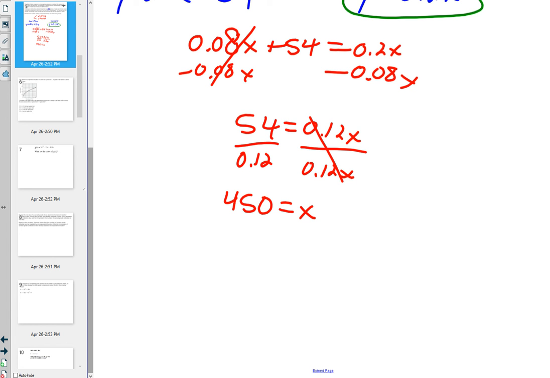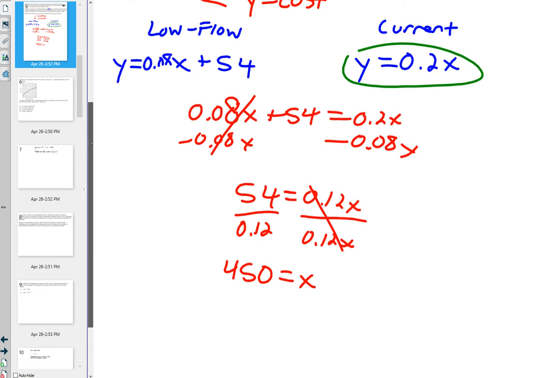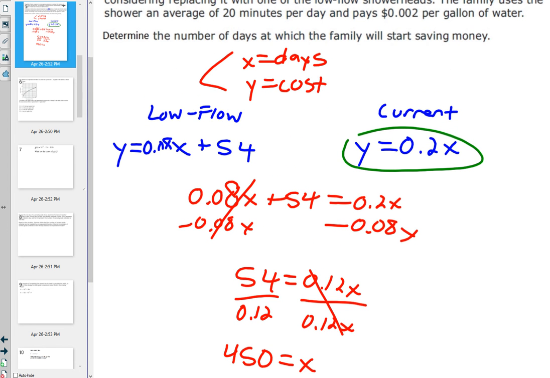And do you follow me now or no? It's the same, because I think you're hung up on the dimensional analysis part. The question, which tells us what our variables are, wants to know the number of days in which, when you start saving money, the cost is going to be equal. So that determines our two variables.